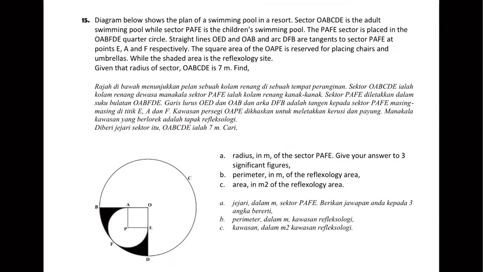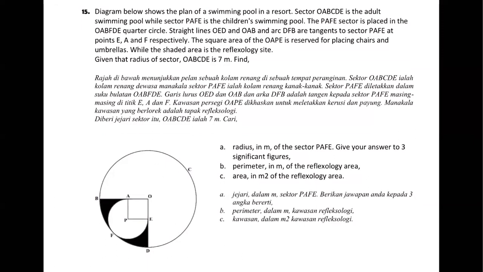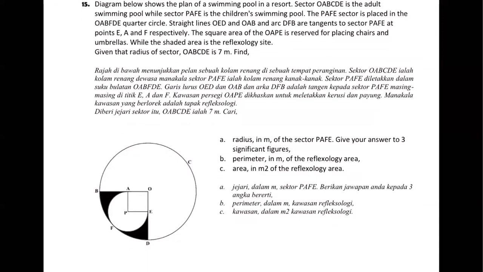Kita baca sama-sama, kita cuba fahamkan dia. So when you go through the questions, bila you baca soalan ini, kita baca sama-sama. Apa yang dia kata kat sini adalah, the diagram below shows a plan of the swimming pool in a resort. The sector OABCDE, that means which one? This one. This is the adult swimming pool.